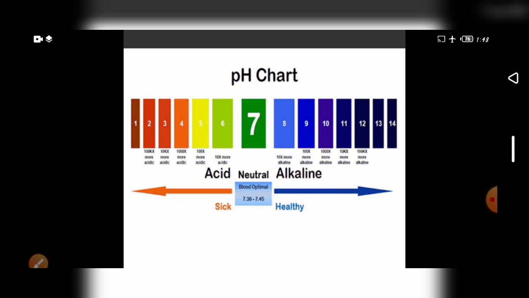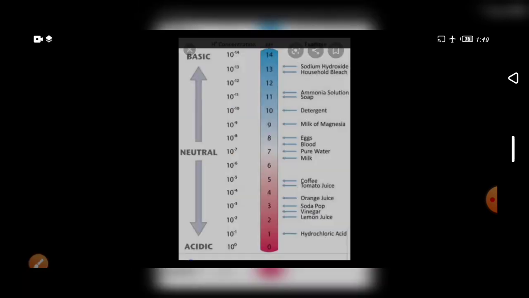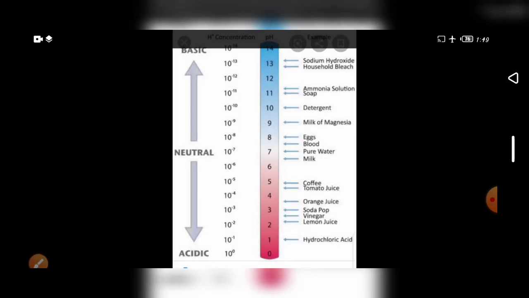This one you must know very well. In our lab we have the pH paper. That paper will show this. Next, a range will be given: sodium hydroxide, household bleach, ammonia solution, soap, detergent, milk of magnesia. I give some of the examples for the pH scale.